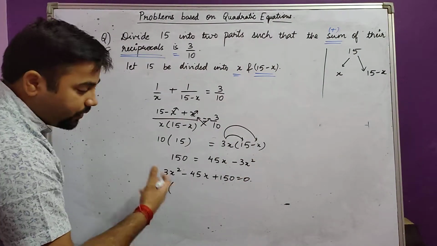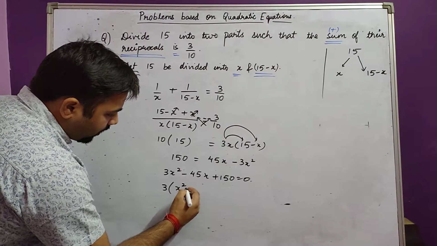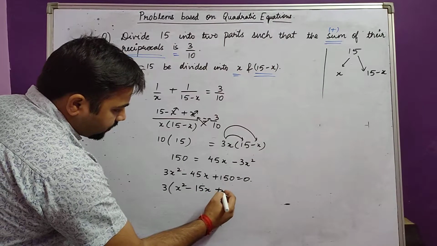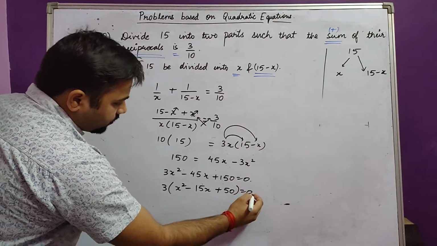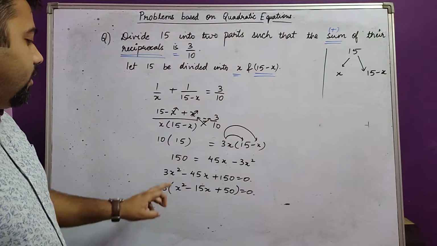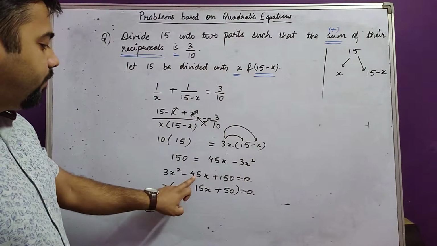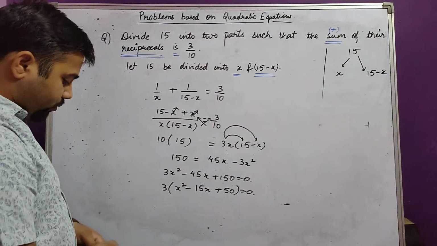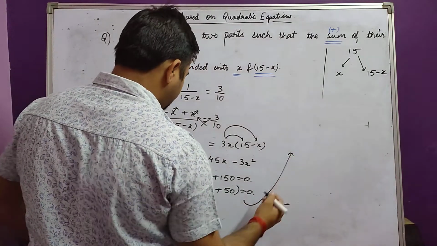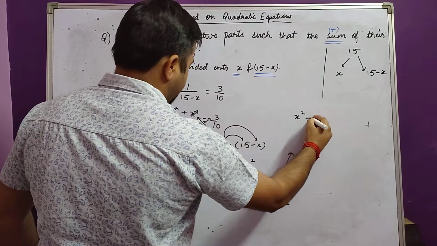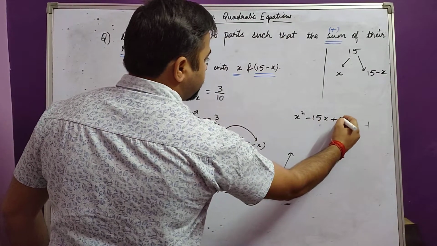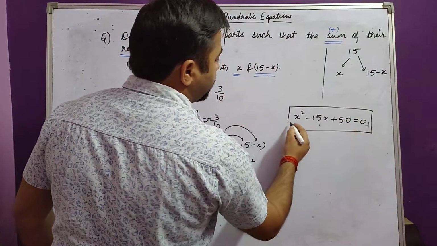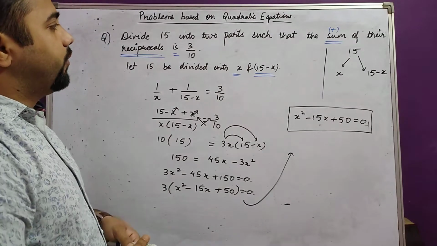Take 3 as common again, as we did in the previous question. x square minus 15x plus 50 is equal to 0. 3x square becomes x square, 45 becomes 15, and 150 becomes 50 after taking 3 as common. Then the question simplifies to x square minus 15x plus 50 is equal to 0. Now solve the quadratic equation and get the answer over here.